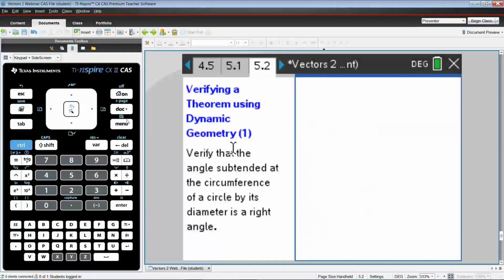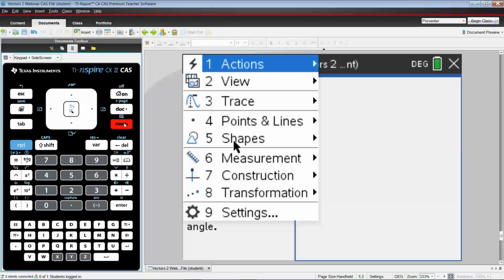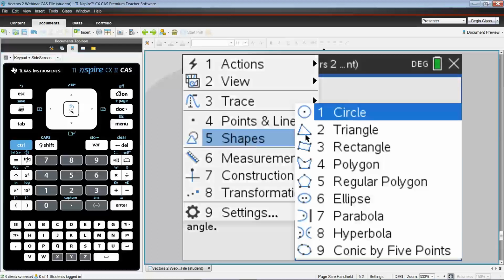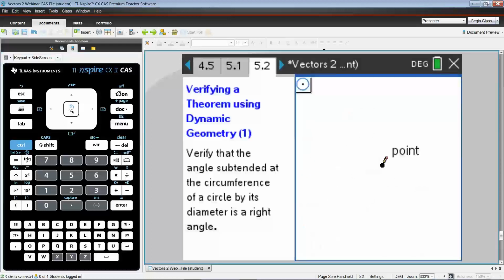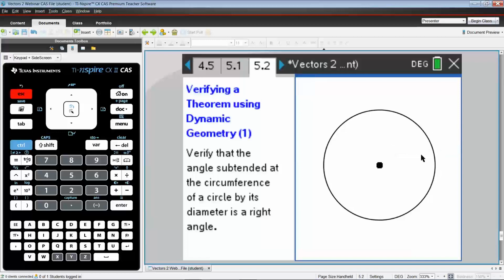In a geometry page, I can draw a circle by going Menu, 5 for shapes, and then 1 for circle. What I do is I'm going to pick a point, which is the center, and then simply go out to get a circle like that.